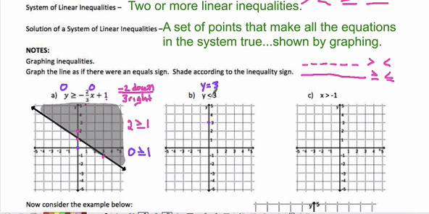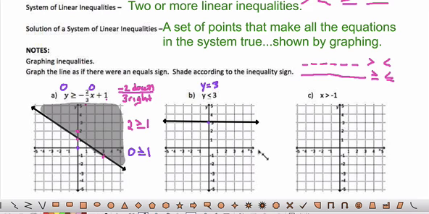Well, it is not equal to, so we're going to go, or is that equal to? I can barely see it. It is equal to. I had to pull up the document to make sure. All right, so it is equal to, so that means we're going to use solid because the points on the line will also count. All right, so we draw in our solid line here.